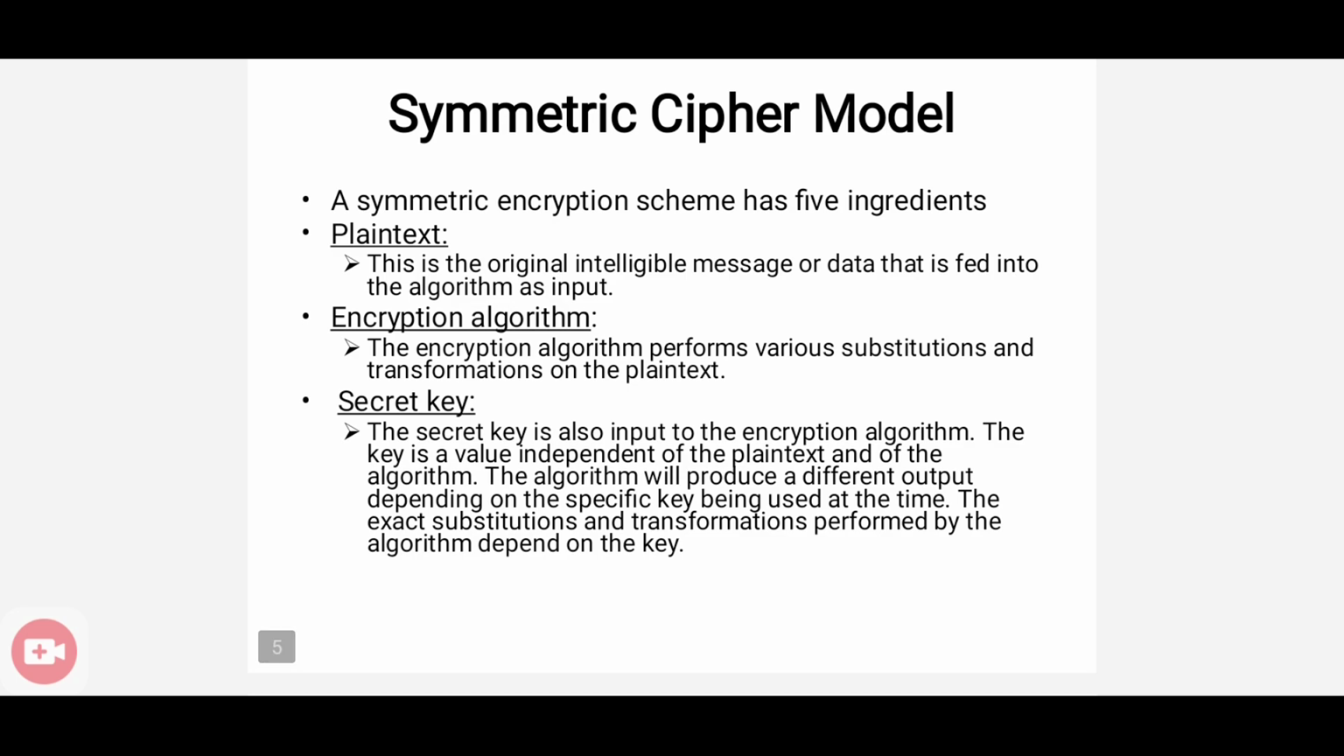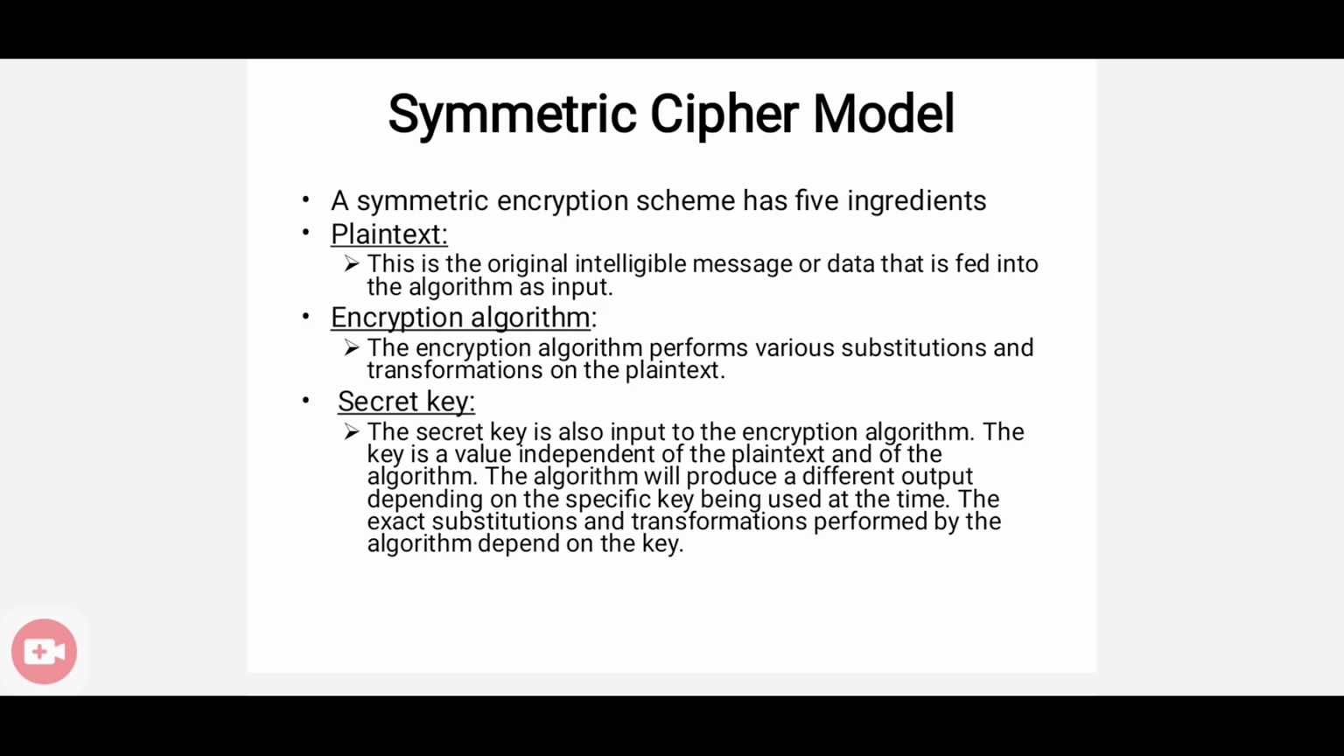So moving on to the symmetric cipher model. It's otherwise known as conventional encryption, single key encryption, secret key or private key encryption. Actually it has 5 ingredients. One is the plain text. Second one is an encryption algorithm. And the third one is a secret key or a private key. Fourth one is ciphertext and fifth one is decryption algorithm.